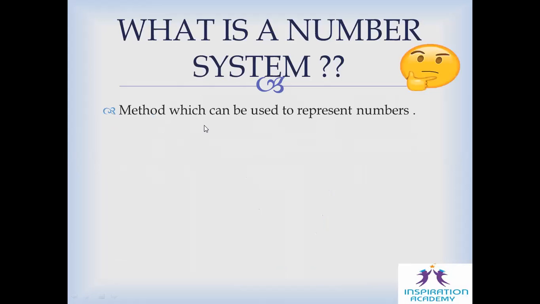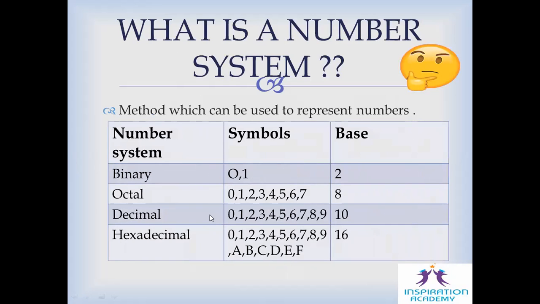What is a number system? Simply, a method which can be used to represent numbers is a number system. So here are 4 number systems with their details.